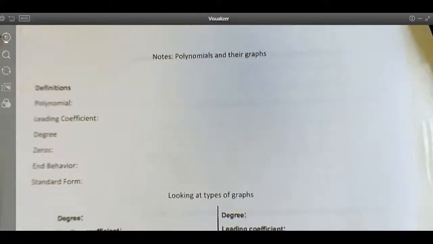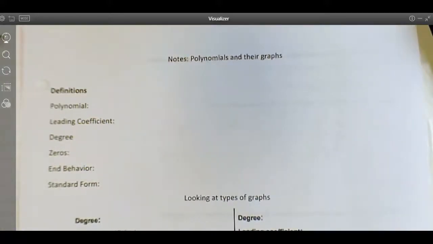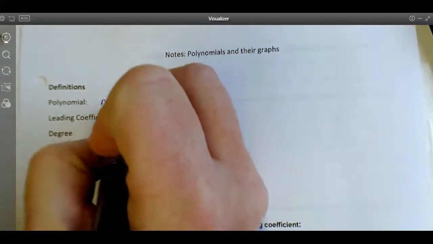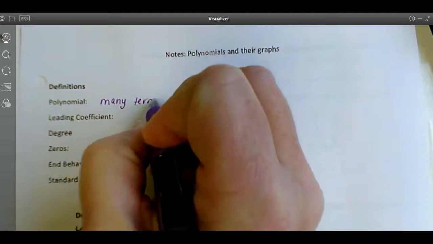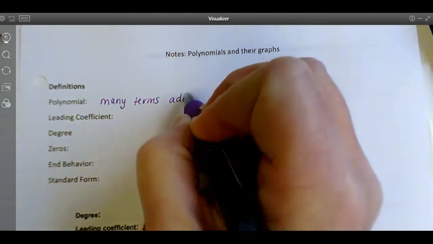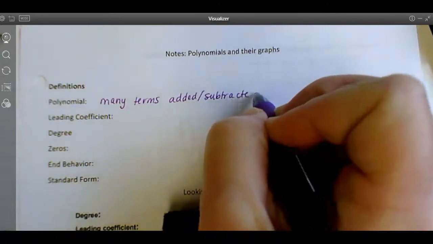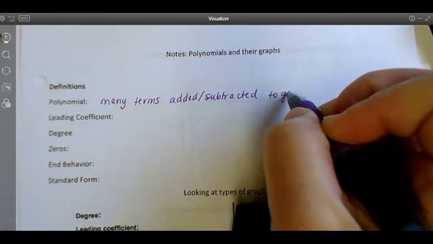Okay? So when we talk about what a polynomial is, it's many terms added or subtracted together.